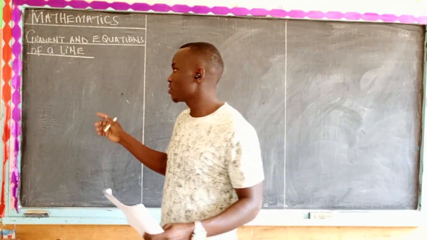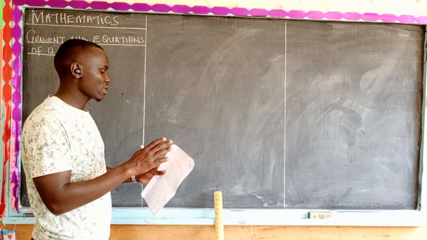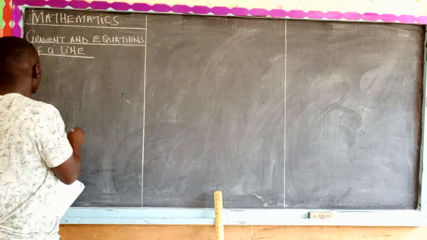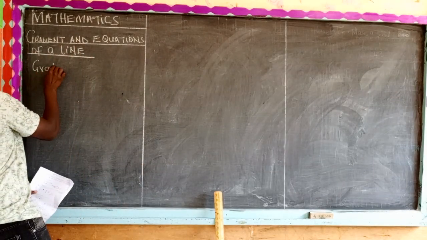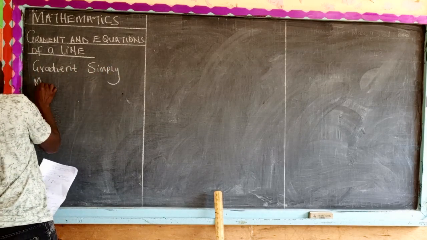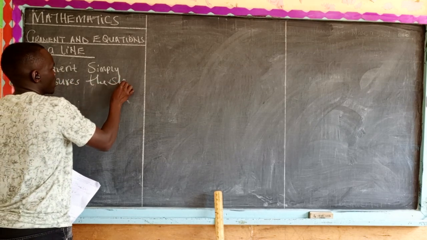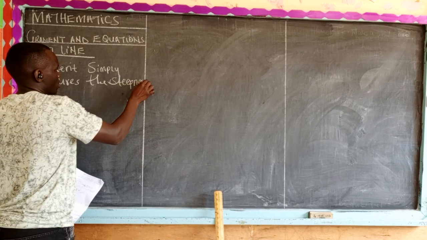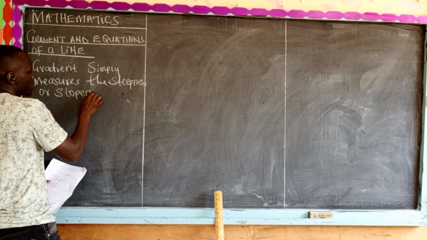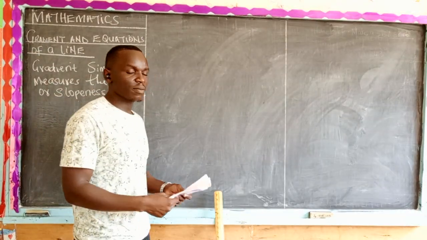When we talk about gradient, it simply measures the steepness or the slopeness of a line. Steepness or slopeness of a line.